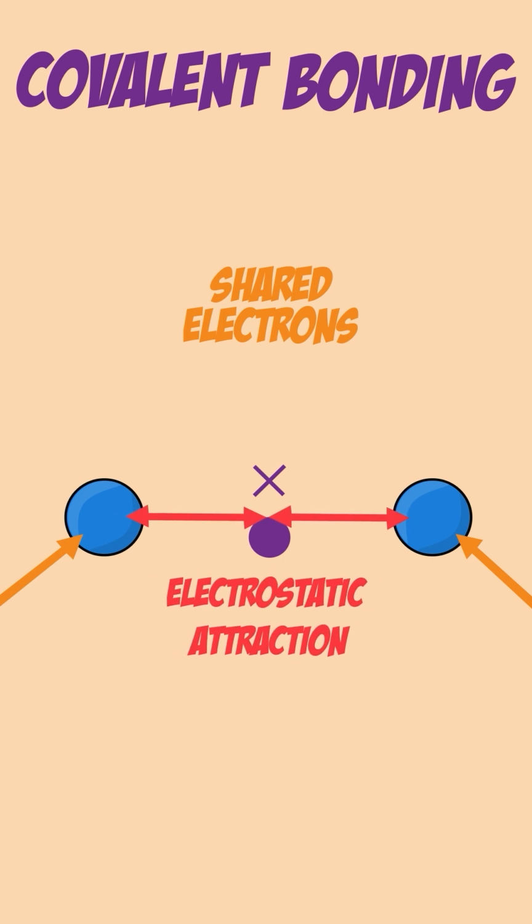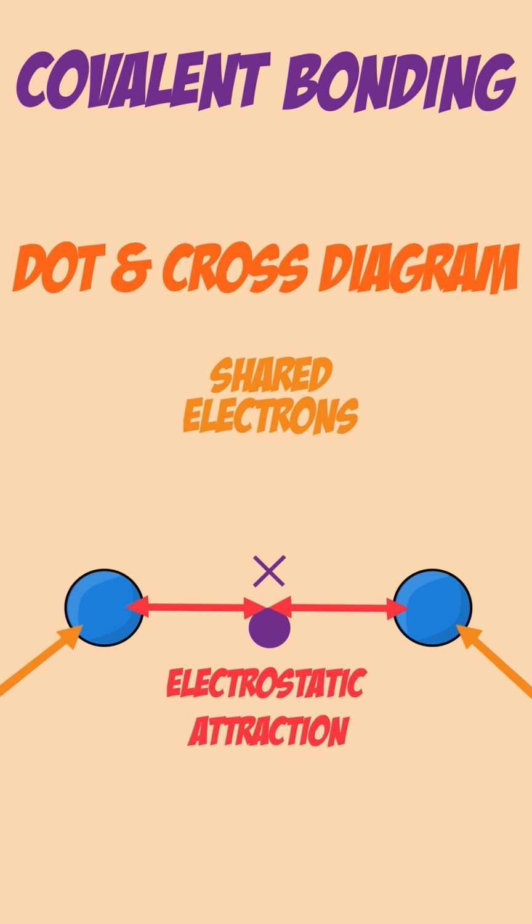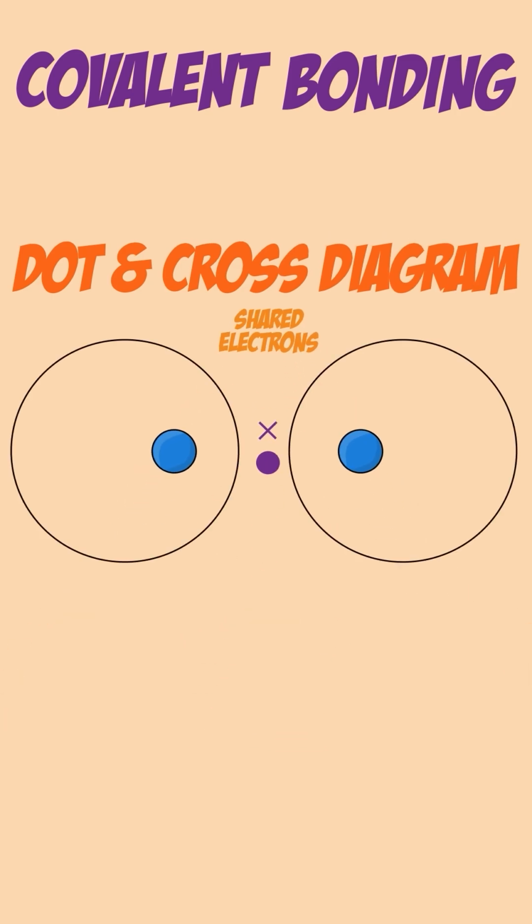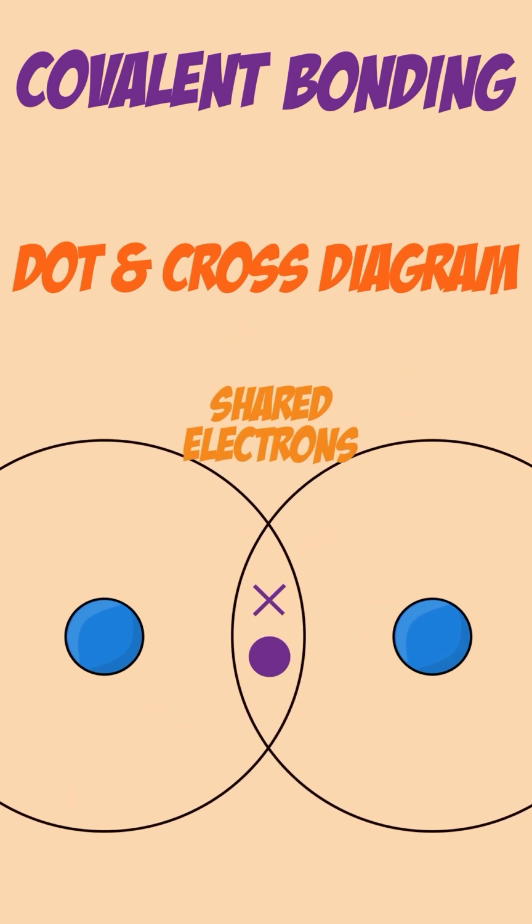Covalent bonds can be represented using dot and cross diagrams, and these show the outer shells of the atom overlapping. Any electrons that are being shared are drawn in the overlapping section of the shells.